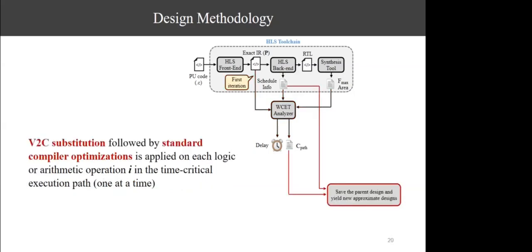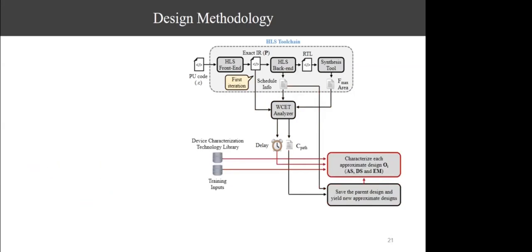At this point, we save the parent design as a possible solution and yield new approximate designs by applying variable to constant substitutions, followed by standard compiler optimizations. This process is repeated for each operation in the parent's critical path, one at a time. In the next step, we characterize each approximate design resulting from the last step regarding area savings, delay savings, and error metric. Delay savings are estimated by using the schedule information and the basic blocks execution counts.